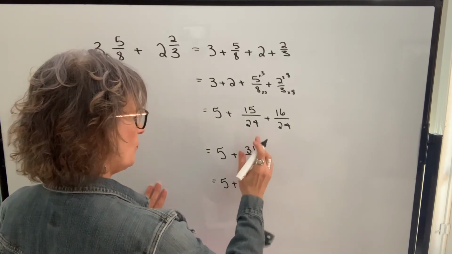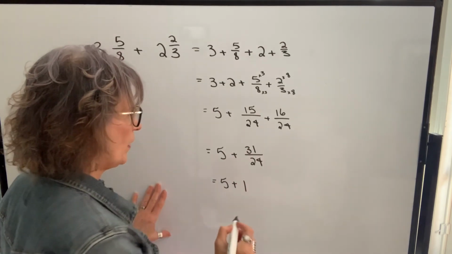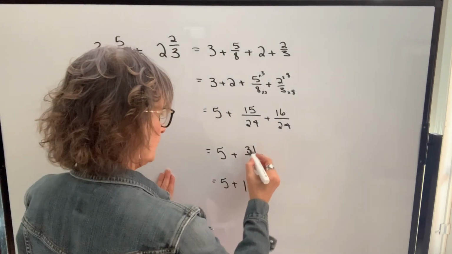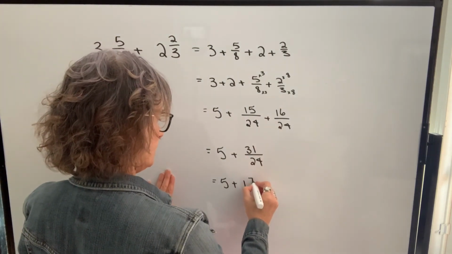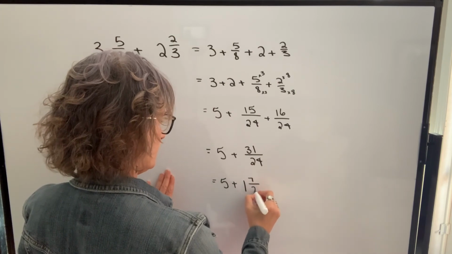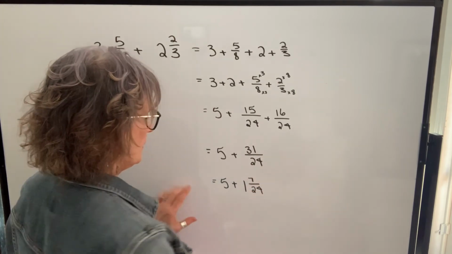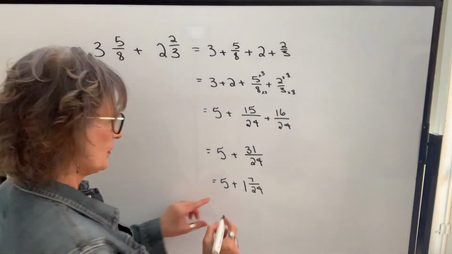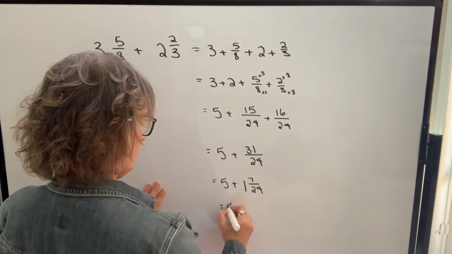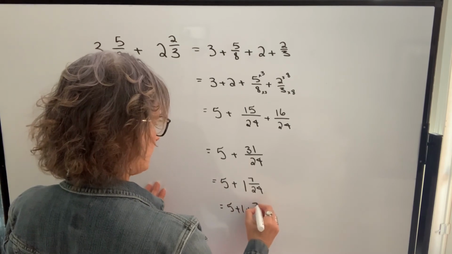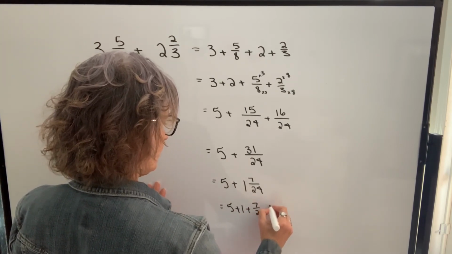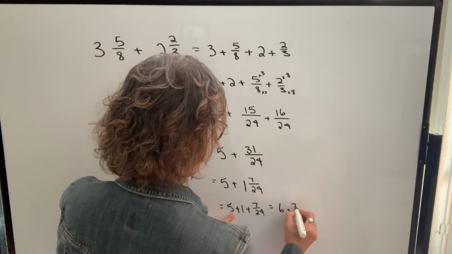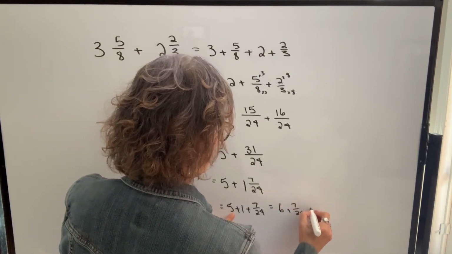24 goes into 31 once. 1 times 24 is 24. When we subtract that from 31, we will get 7. So that's the remainder. So 5 plus 1 and 7 24ths. And remember, this is like 5 plus 1 plus 7 24ths. So I can add 5 plus 1 is 6.